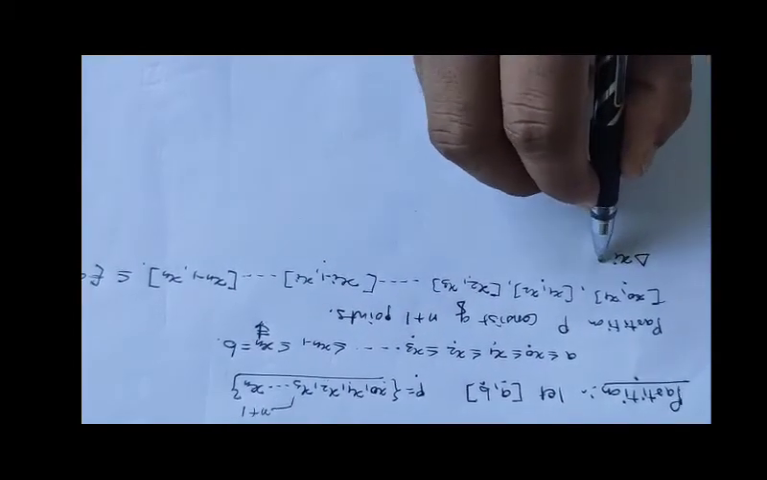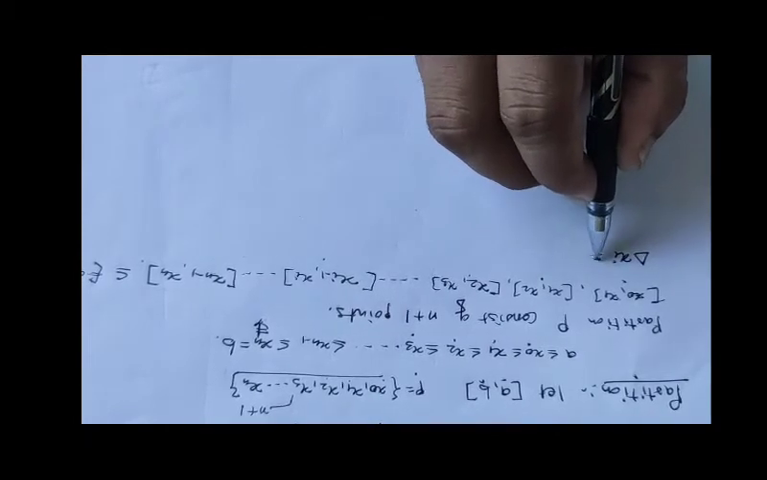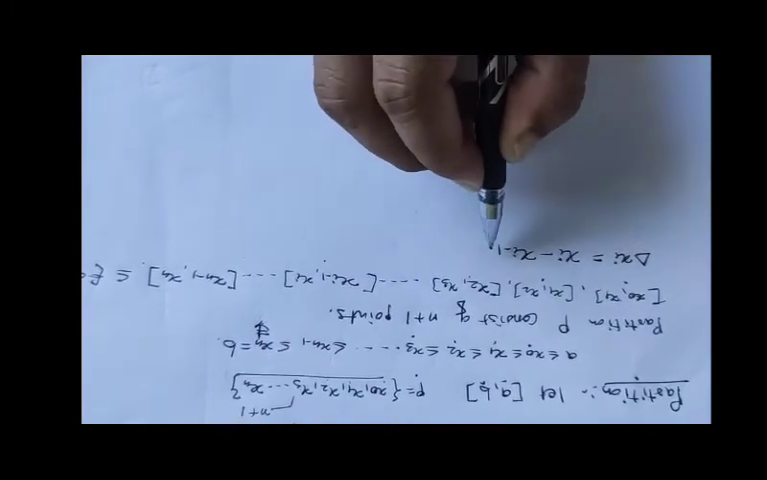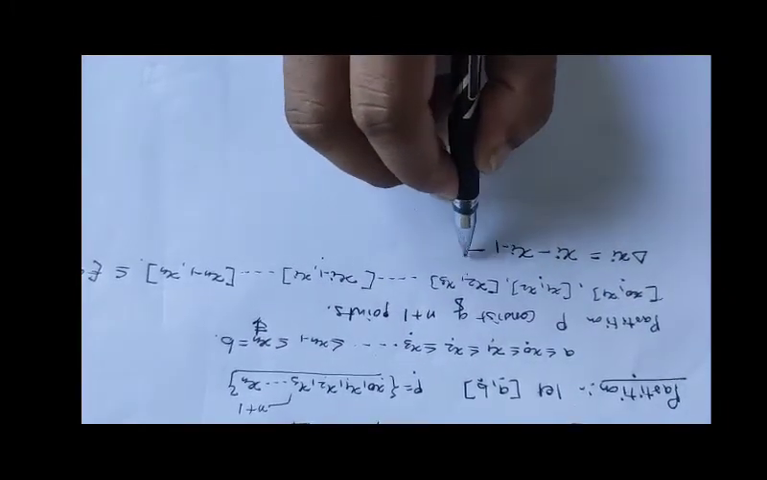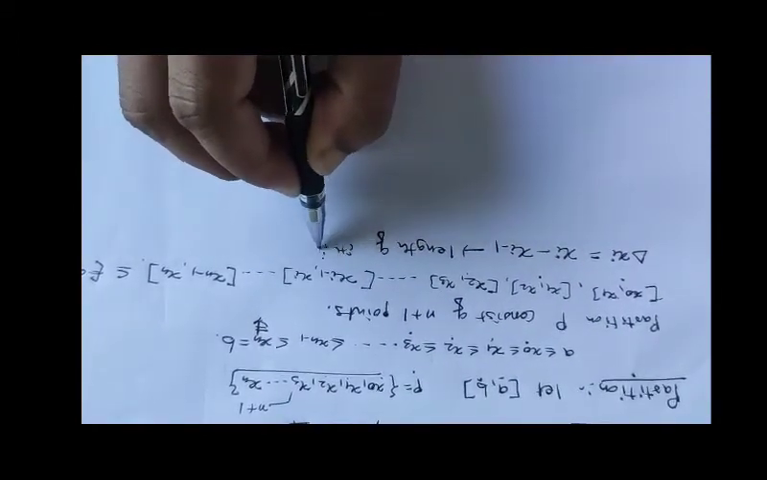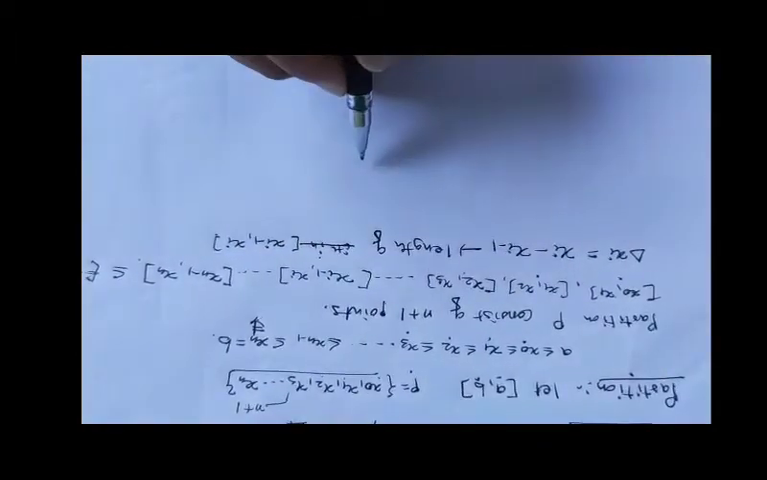So we shall use the same symbol, delta xi, to denote the ith subinterval. What is meant by delta xi? Delta xi is xi minus x(i-1). So it is the length of the ith interval, that is, the interval [x(i-1), xi].